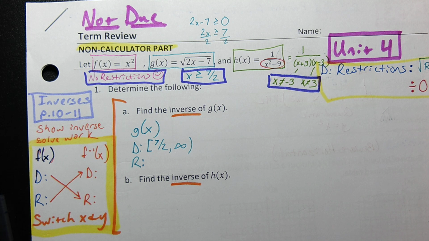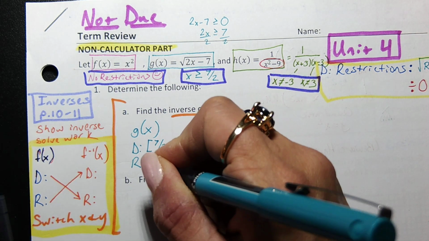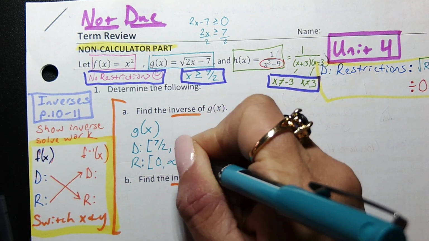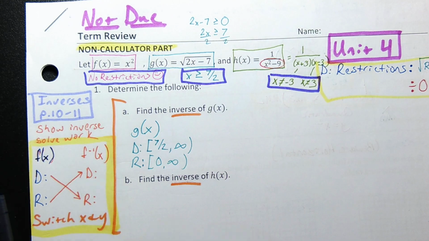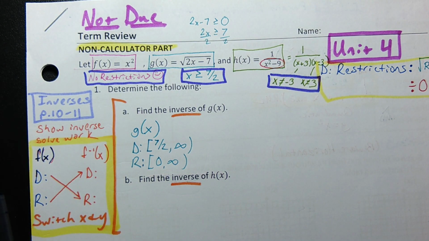Nothing on the outside of that square root. So if my parent function has a vertex at (0, 0), we move it to the right 7/2 units, but where is the y value of the vertex? It's still 0. So this is going to be [0, infinity), but you could check yourself on your calculator as well. So this is important. I have to find my original function stuff first so that I can use that to find the inverse, domain, range.